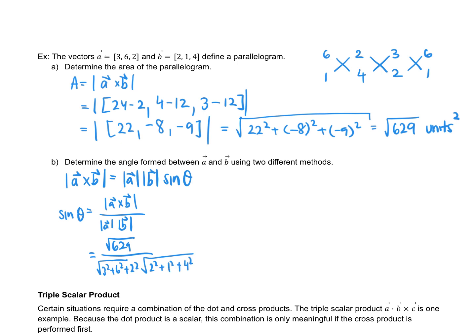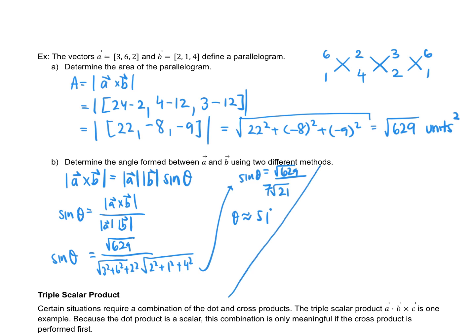So what do we get? Sine theta equals the square root of 629 over the square root of 49, which is just 7, and then the square root of 21. And then we can take the sine inverse of that. I'm not even going to worry about rationalizing the denominator because I need to take a sine inverse anyway. And I get 51 degrees. And that's using my cross product.